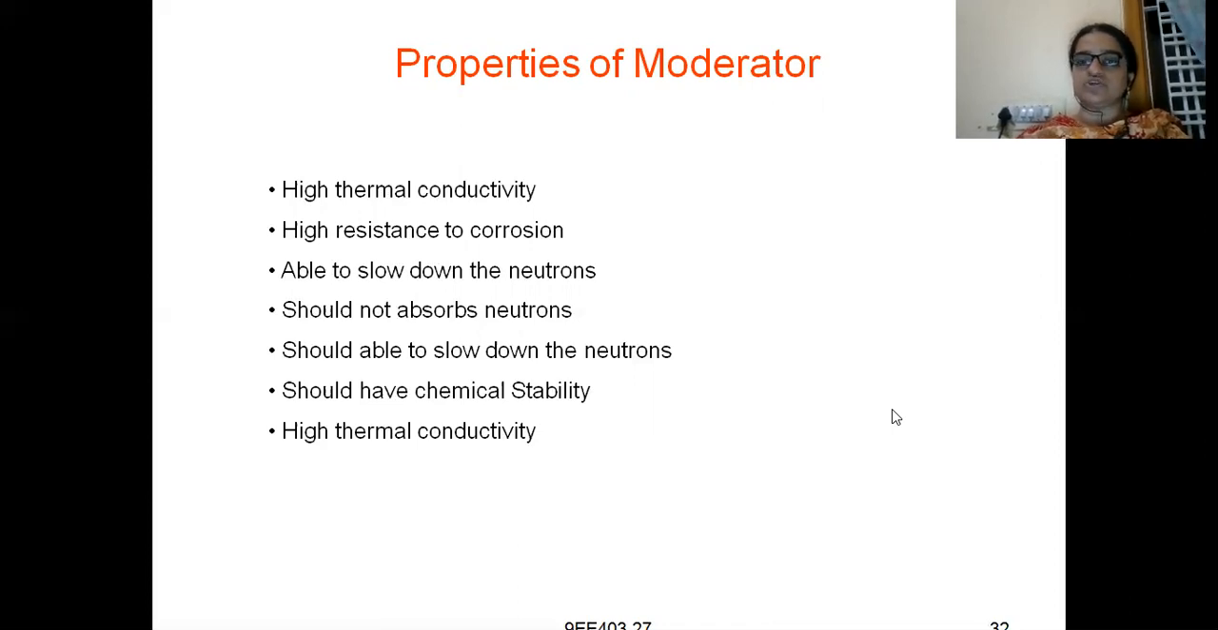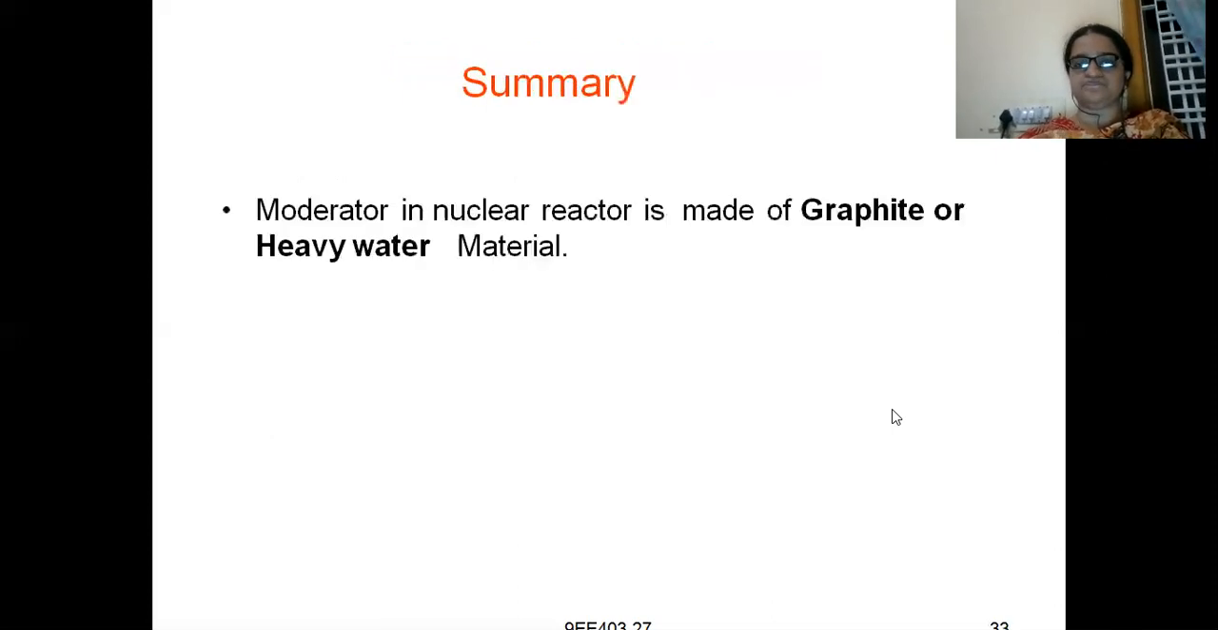It should not react with whatever byproducts are released, or with the gases or any material inside the nuclear furnace. It should not undergo any chemical reaction with that material. Next, it should have high thermal conductivity, even at high temperatures.